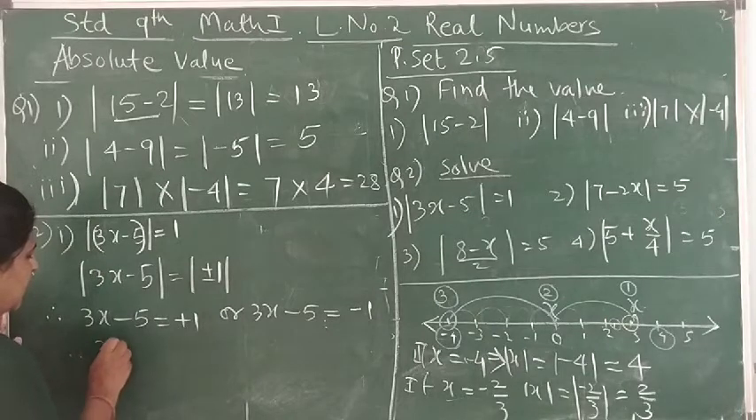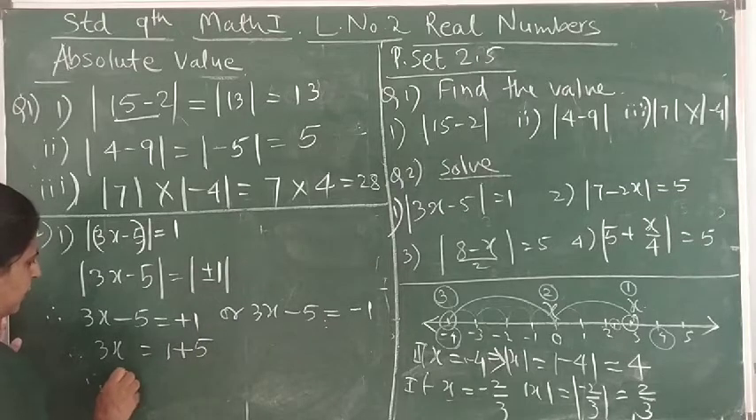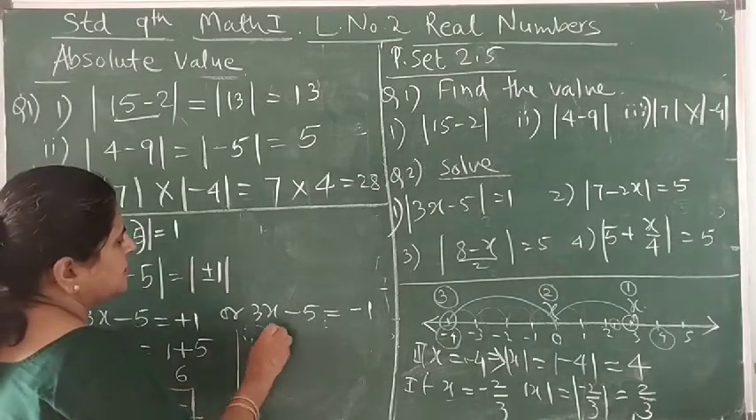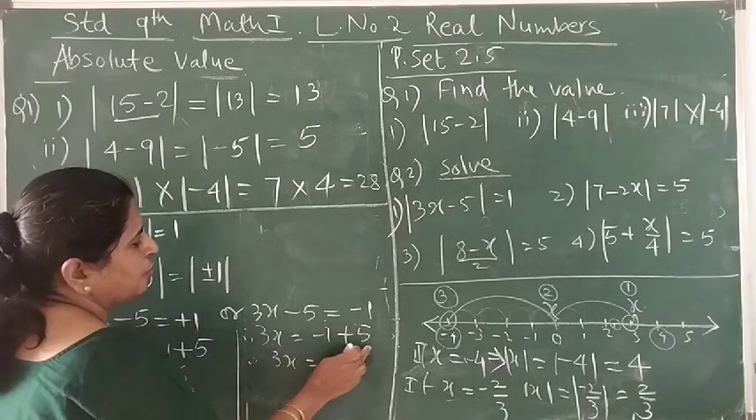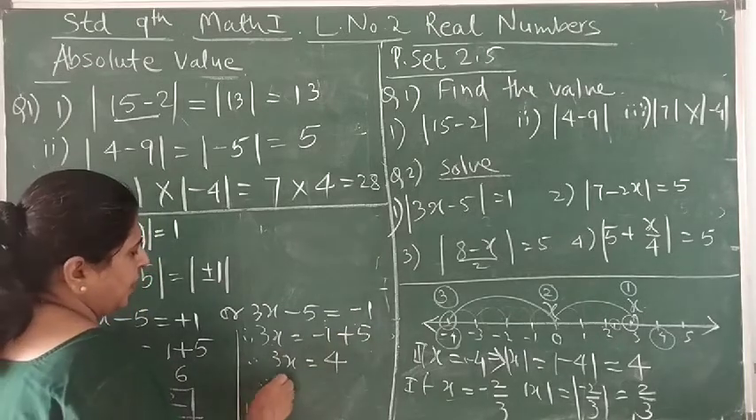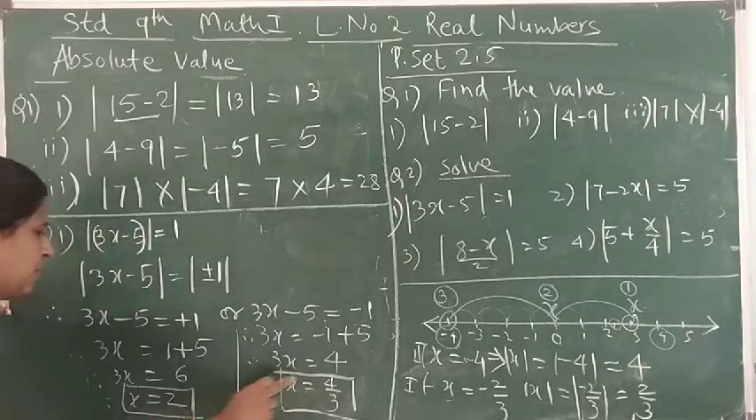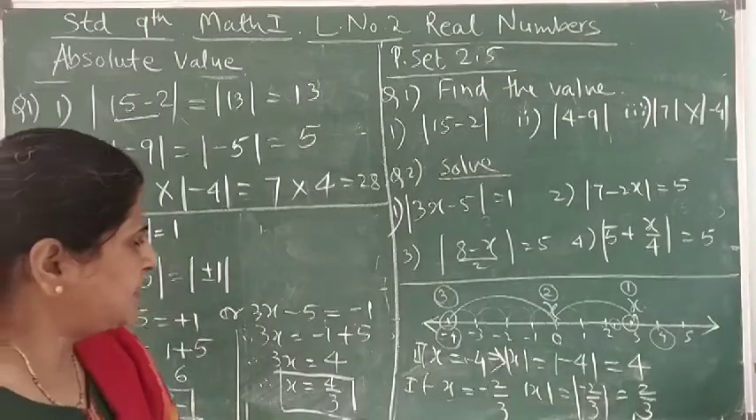So here 3x is equal to 1. Minus 5 going to the other side becomes plus 5, and therefore 3x is equal to 6, and therefore x is equal to 2. This is one of the solutions. And here 3x is equal to minus 1 plus 5, which is 3x equal to 4, and therefore x is equal to 4 upon 3. If you substitute either of these values here and simplify the absolute value, you will get 1. You can verify this part.